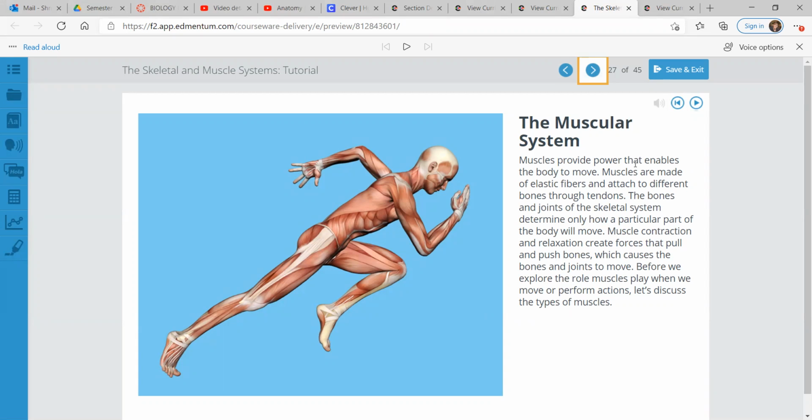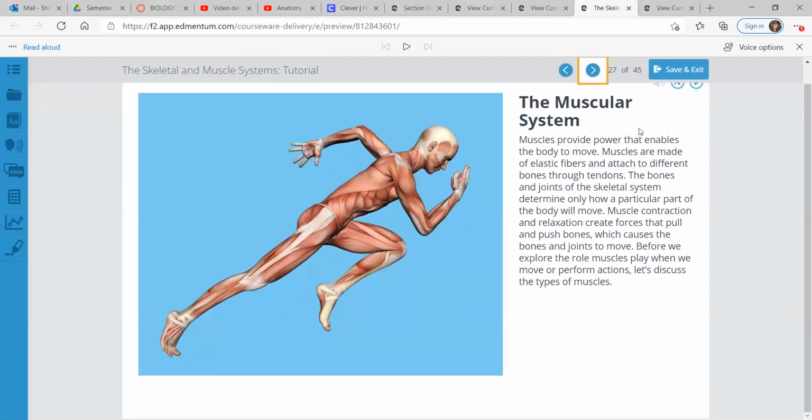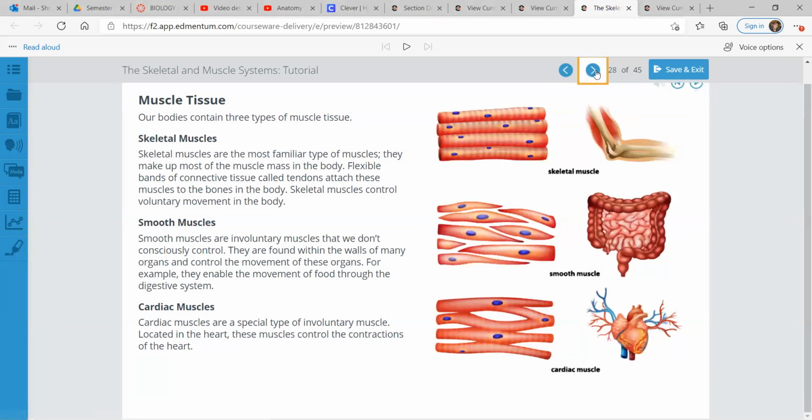Before we explore the role muscles play when we move or perform actions, let's discuss the types of muscles. We have muscle tissue and three types of muscle tissue. Skeletal muscles. These are the most familiar type of muscles. They make up most of the muscle mass of the body. Flexible bands of connective tissue called tendons attach these muscles to the bones in the body. Skeletal muscles control voluntary movement in the body.